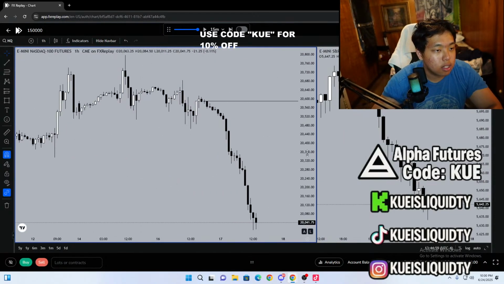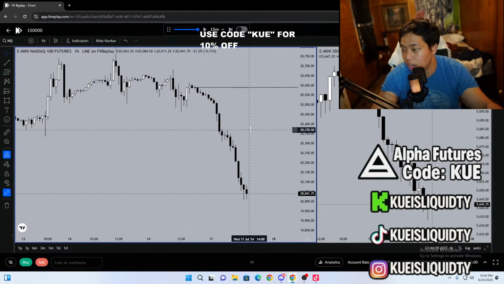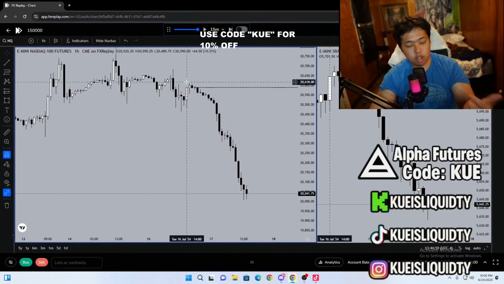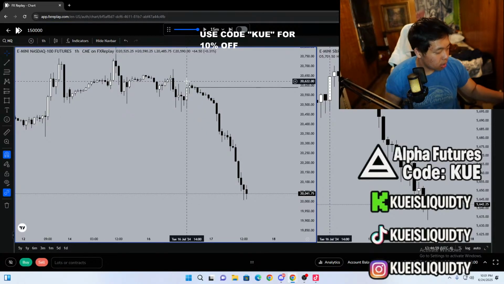It doesn't make any sense. We just completely dump. No top tick, top wick. There's no accumulation, no manipulation, no distribution. We just completely dump. So how are we trading that?